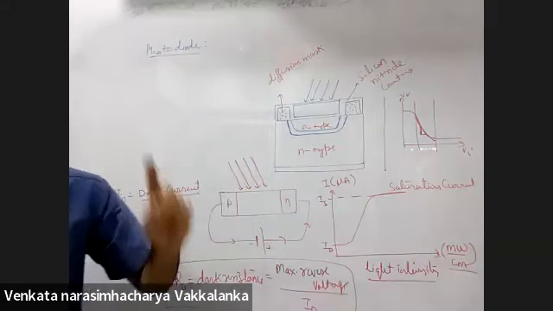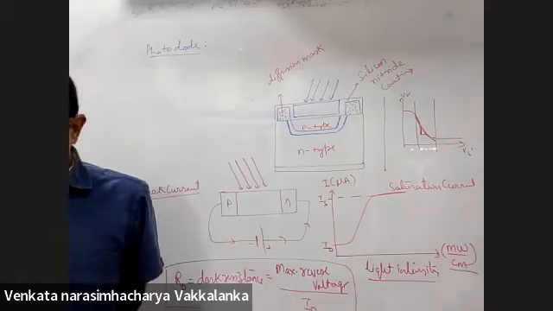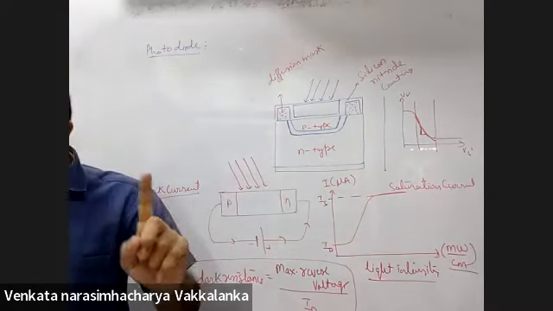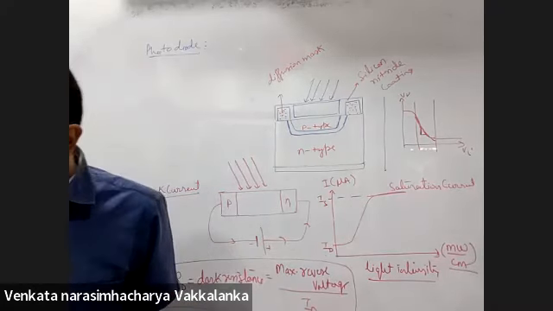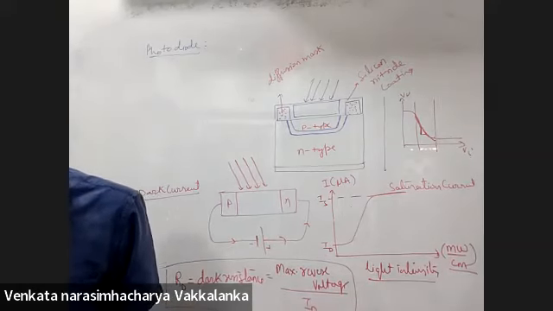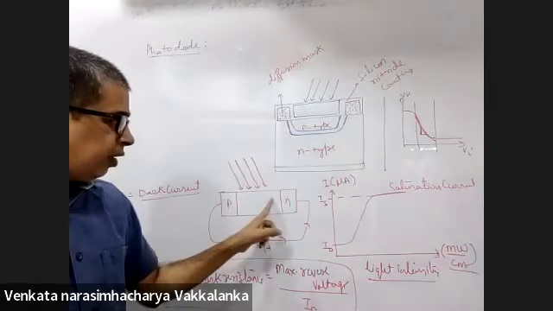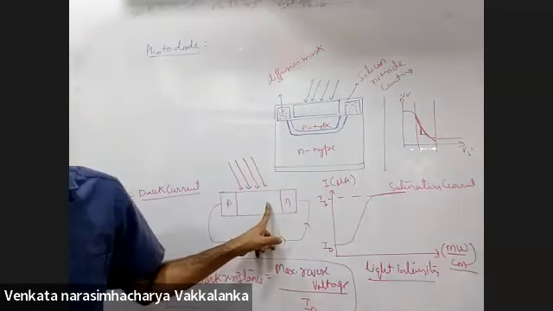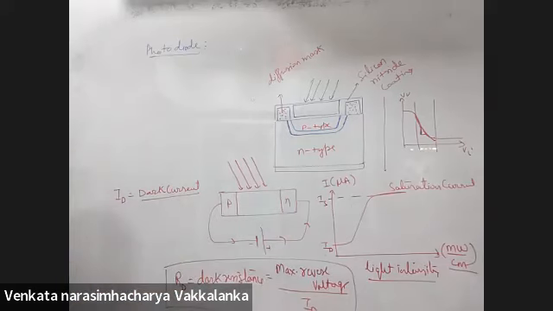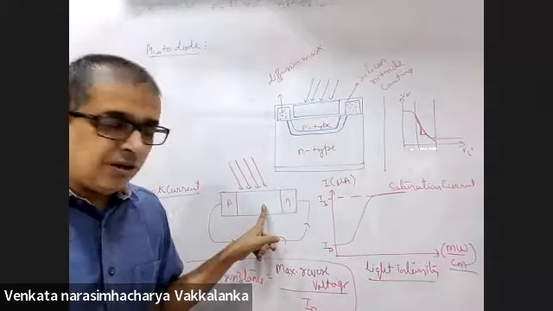Now, photodiode, write the first point. Photodiode, first point: reverse current depends only on the concentration of minority carriers. Reverse current depends only on.